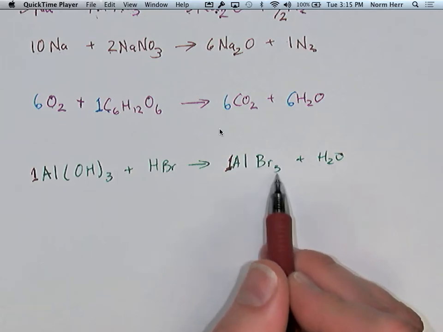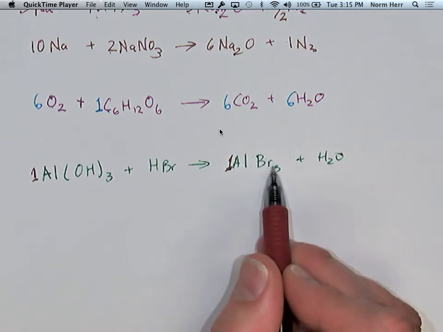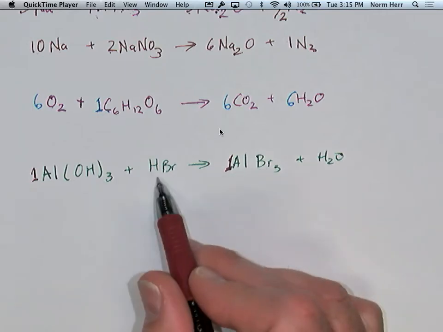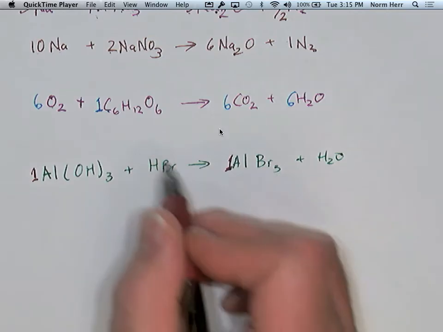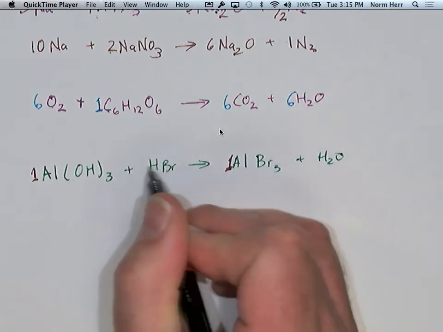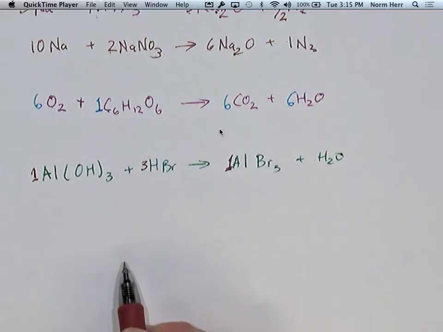But the bromine is found on this side in aluminum bromide, and here it's found in hydrogen bromide. And there's 3 of them here, so that means we need to balance that out. We'll put a 3 over there.